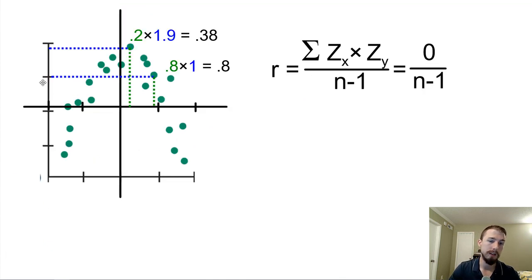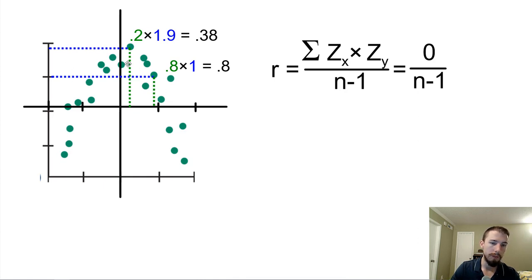Okay, so this is basically breaking down. We have our x for the x value of 0.2, the y value, z-score of 1.9, which would give us a product of the z-scores of 0.38. Okay, that's what I'm doing here. And then here we have 0.8 and 1, which would be 0.8. Both of those are positive. We'd add all of these products together with all of these negative ones.